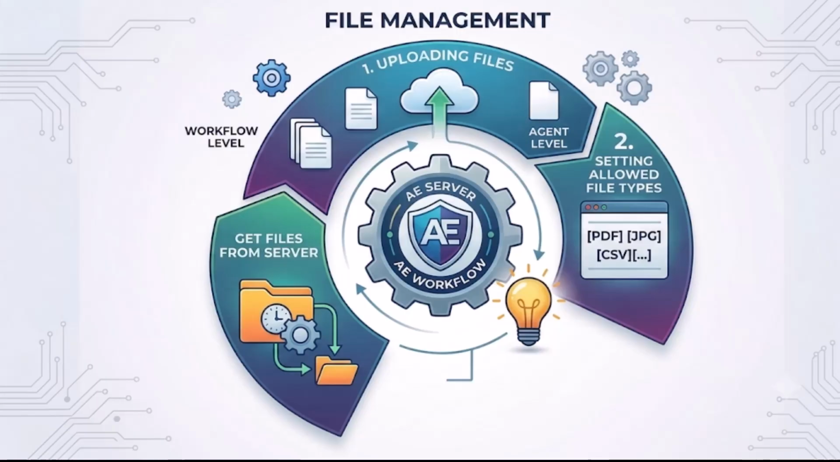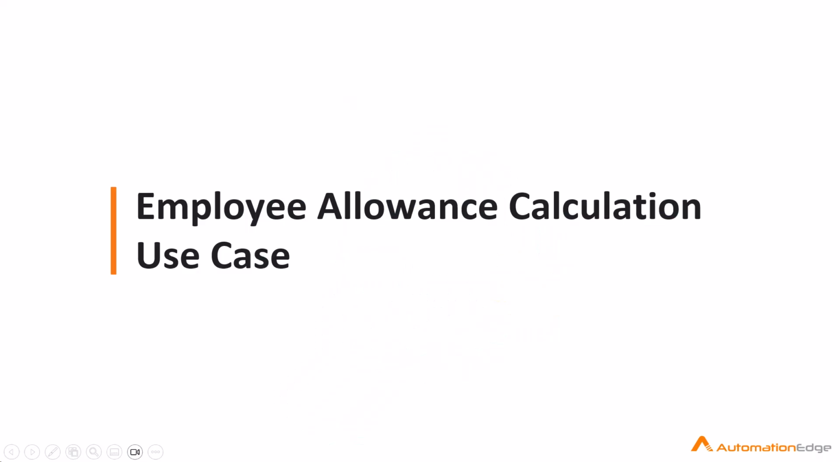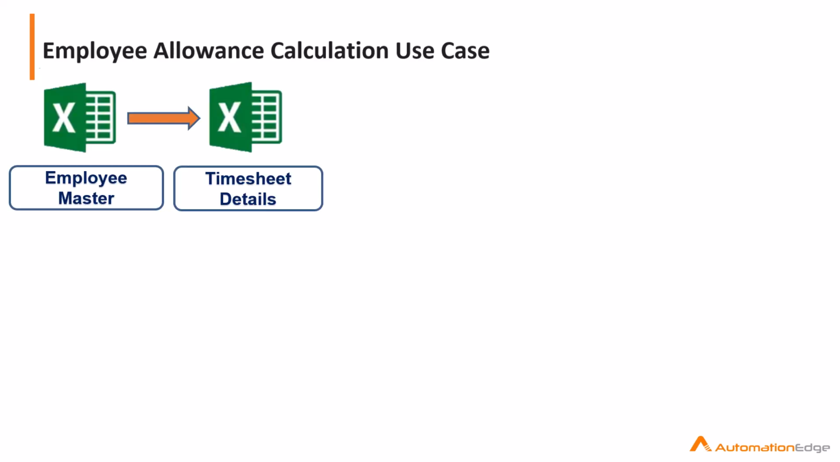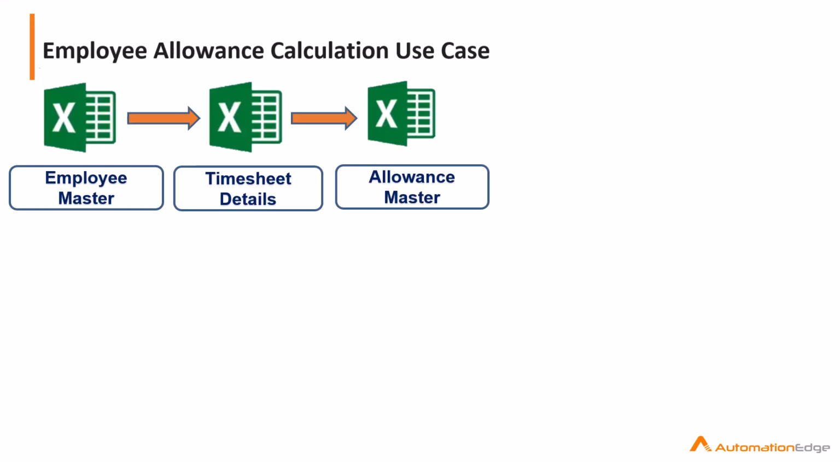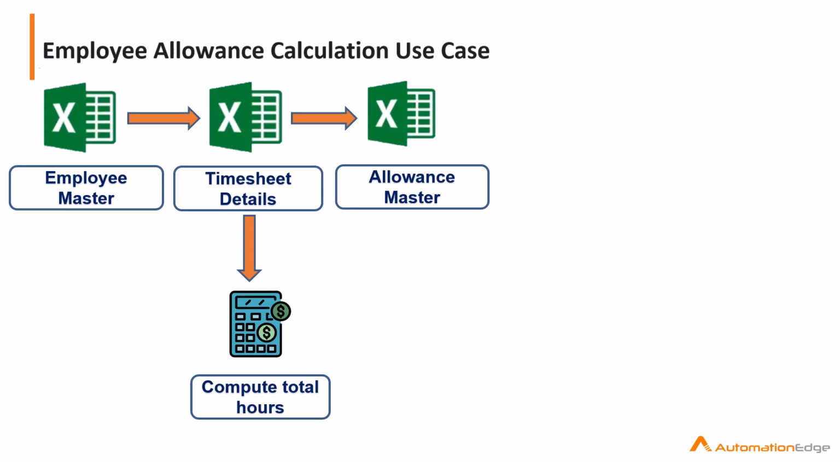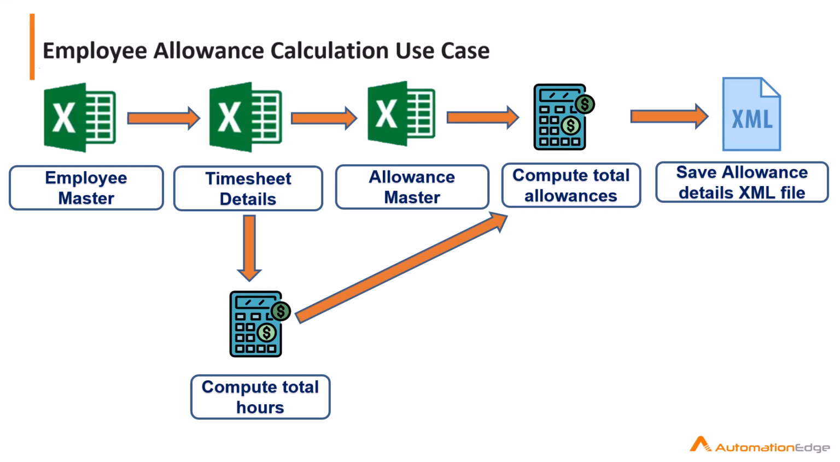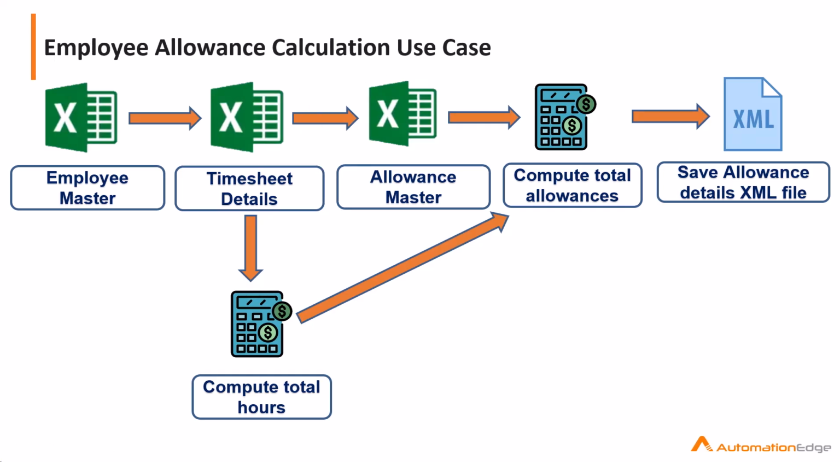To understand how file uploading works at the workflow level, let's walk through a practical use case. Employee allowance calculation. This process reads employee data from 3 Excel files: an employee master, a timesheet, and an allowance master. It calculates total working hours, computes the allowance for each employee, and saves the results in XML format. The 3 input files need to be available before the workflow runs, so we upload a timesheet and an allowance master to the AutomationEdge server at the workflow level, employee master at agent level, and then read them inside Process Studio using the Get Files from Server step.